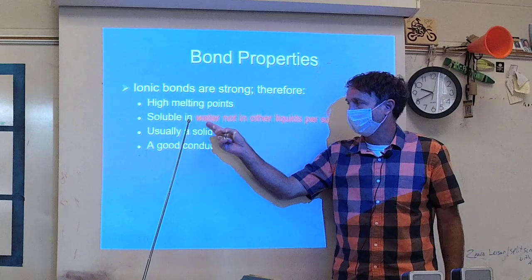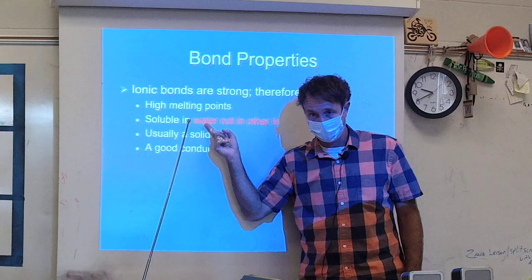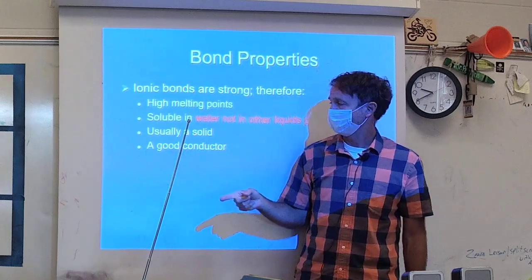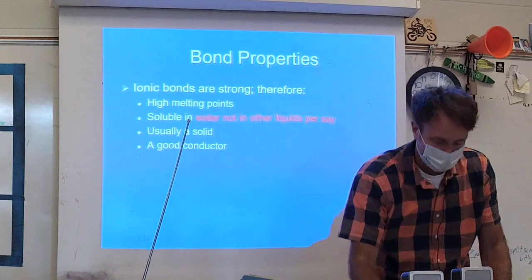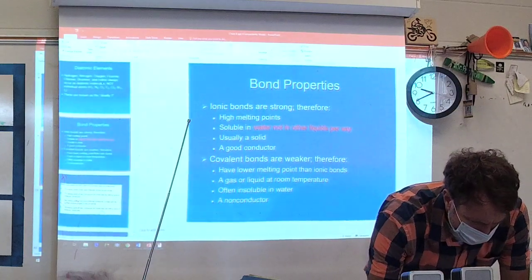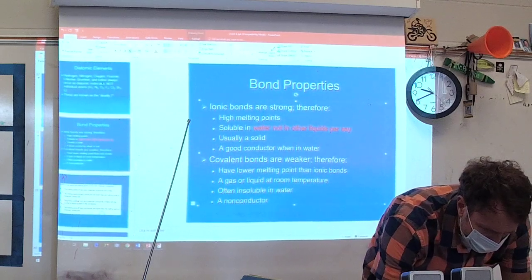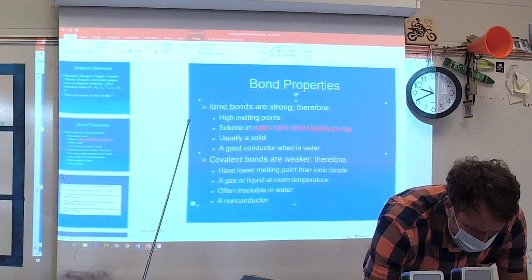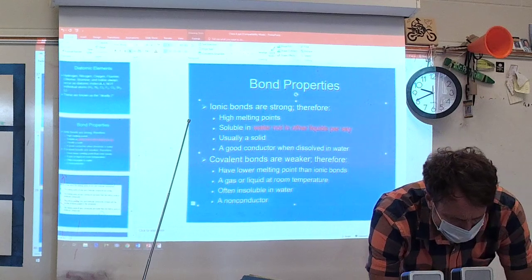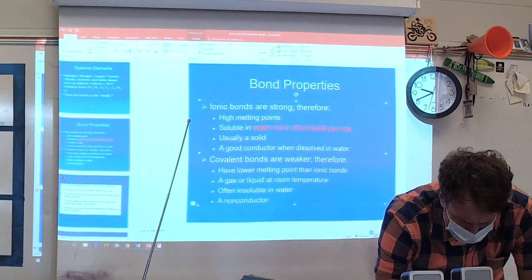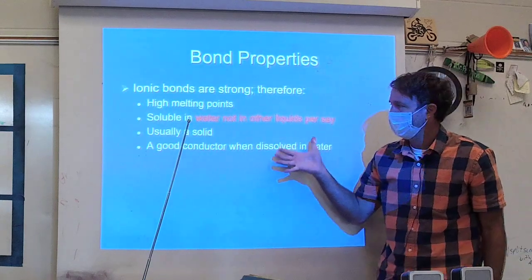They are soluble in water. Now that doesn't mean all liquids. They're soluble in water. They're usually a solid at room temperature, and they're good at conducting electricity when dissolved in water. All right. So these are the properties of ionic bonds.